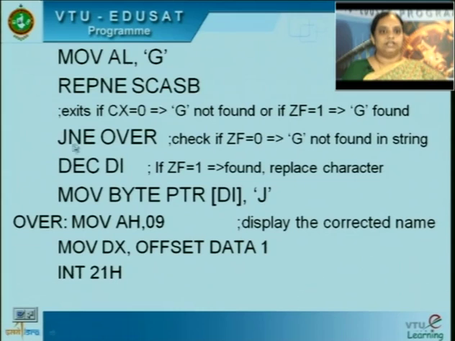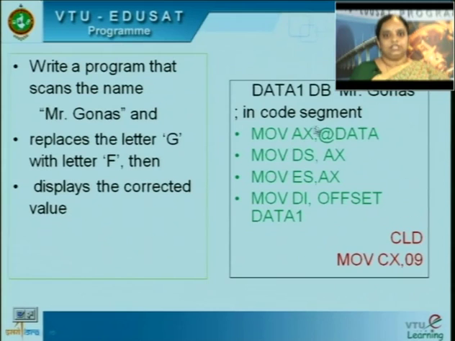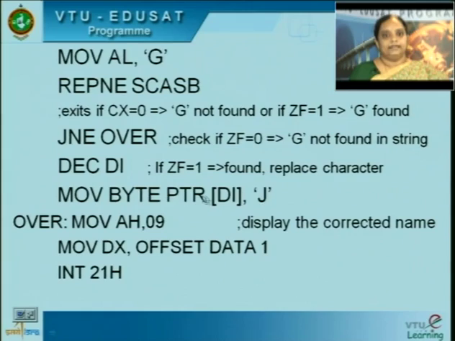If it is not the zero flag, G is not there. If G is found, what do I have to do? I have to replace this G with the other letter. That letter which we have to replace, let me call it J here, it can be F or any other letter, has to be placed in the position of G.